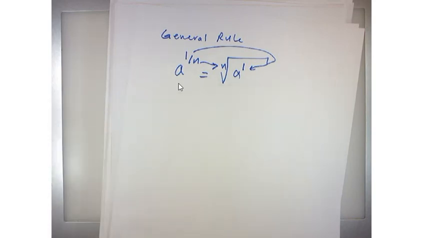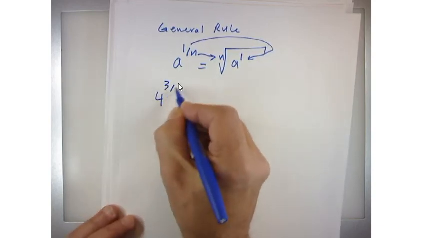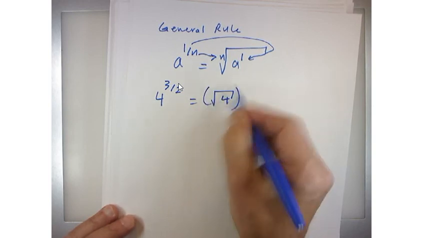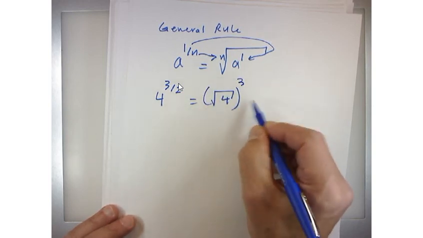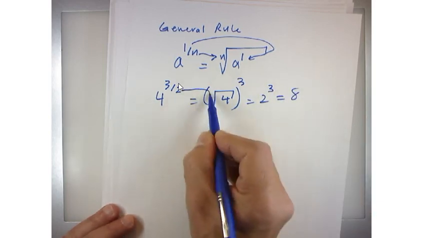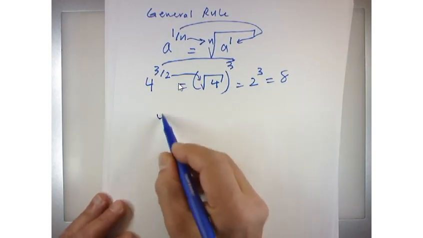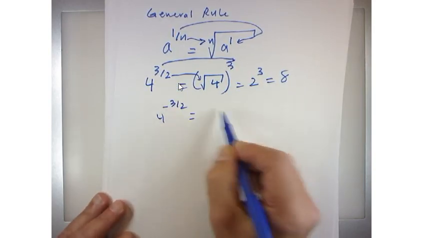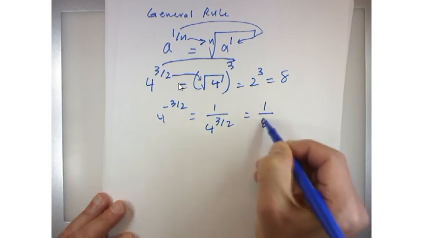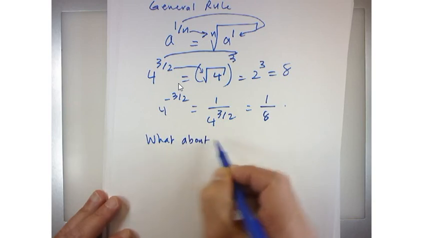So now, if we do say 4 to the 3 halves, we know this is the square root of 4 cubed, which is 2 cubed, which is 8, because again the bottom is the index, the top is the exponent. And if you do 4 to the negative 3 halves, it's 1 over 4 to 3 halves, which is 1 over 8. So what about irrational exponents?